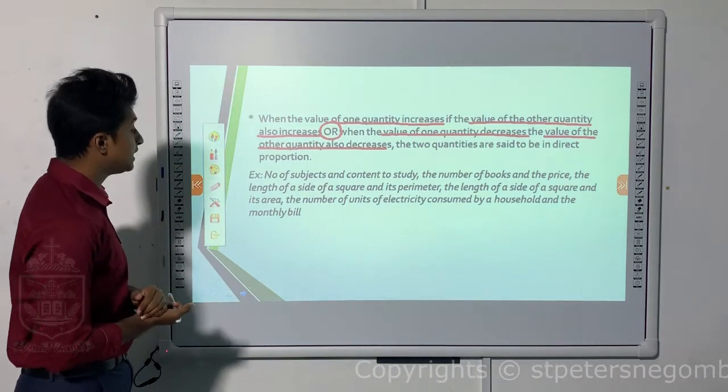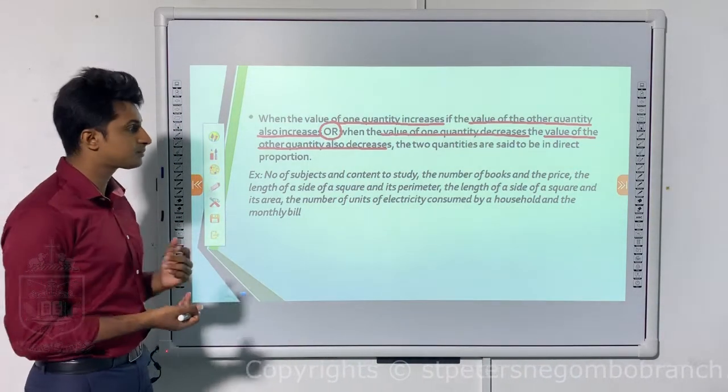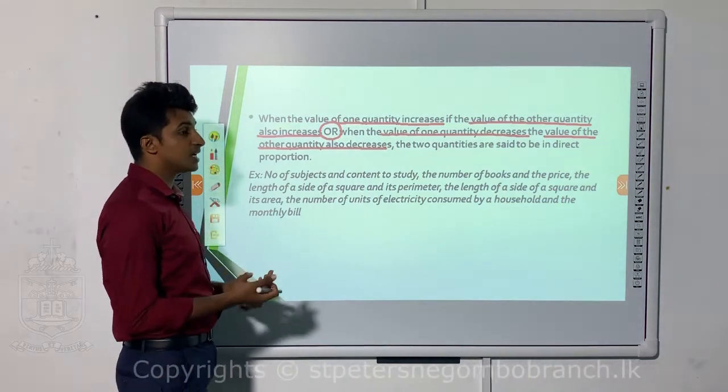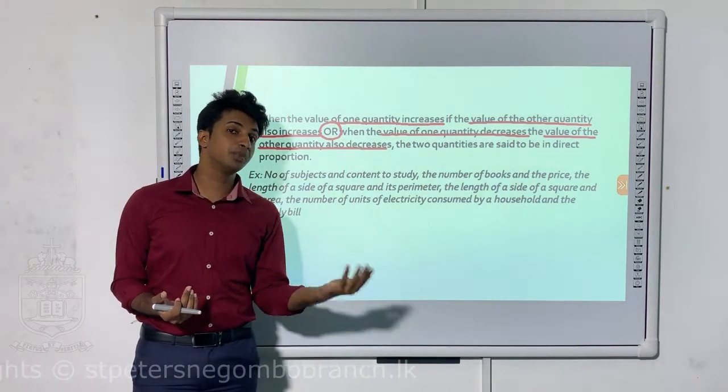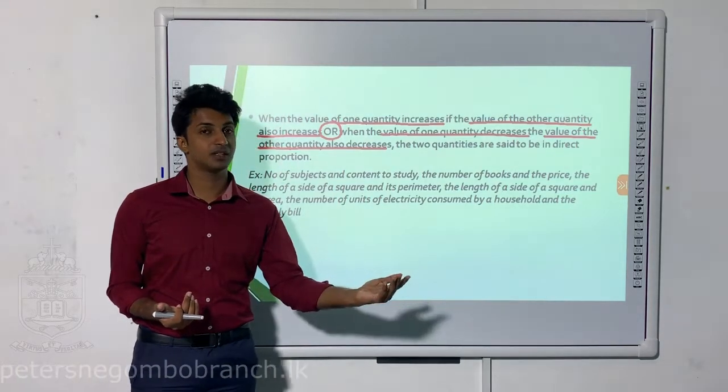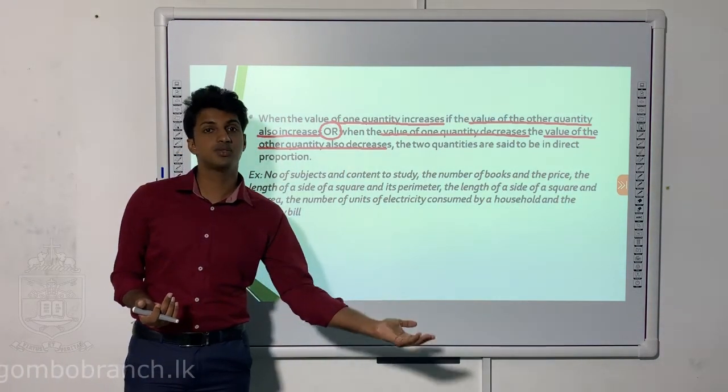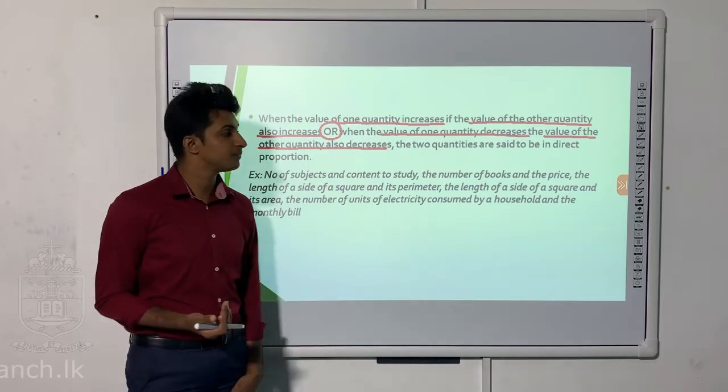Number of subjects and content to study. I told you that. The number of books and the price. If one book is 50, 2 books are going to be 100, 3 books are going to be 150. So as the number increases, the other quantity also increases.